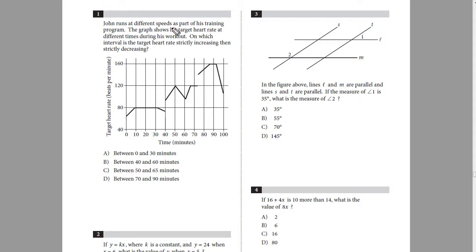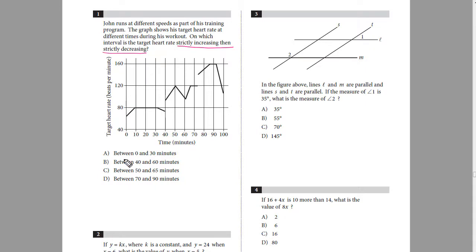John runs at different speeds as part of his training program. The graph shows his target heart rate at different times during his workout. On which interval is the target heart rate strictly increasing then strictly decreasing? So strictly increasing and strictly decreasing means that when it is increasing, the graph will show a positive gradient, and when it is decreasing, it shows a negative gradient.